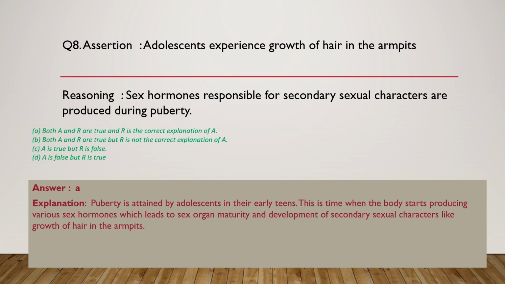So puberty is attained by the adolescents in their early teens, and this is a time when the body produces various sex hormones, and these hormones are responsible, one, for development of the reproductive organs, and number two, for all the various secondary sexual characters. For example, development of hair in the armpits or in the pubic region, and the difference in the shape and structure of the body, development of breasts, and so many other secondary sexual characters.